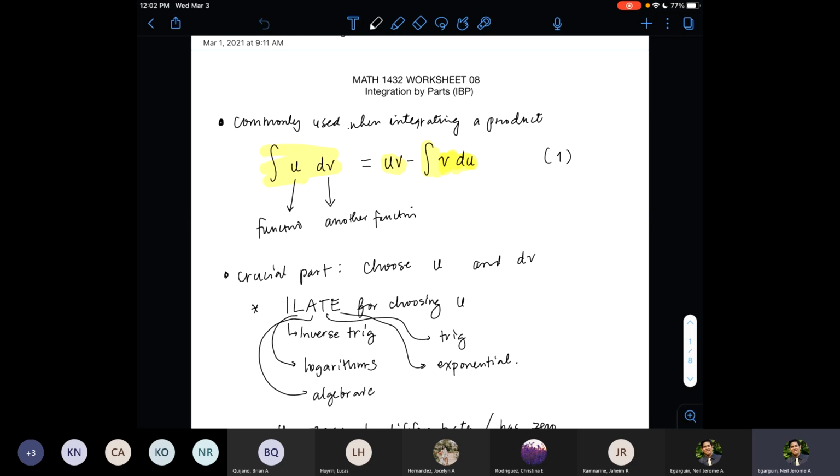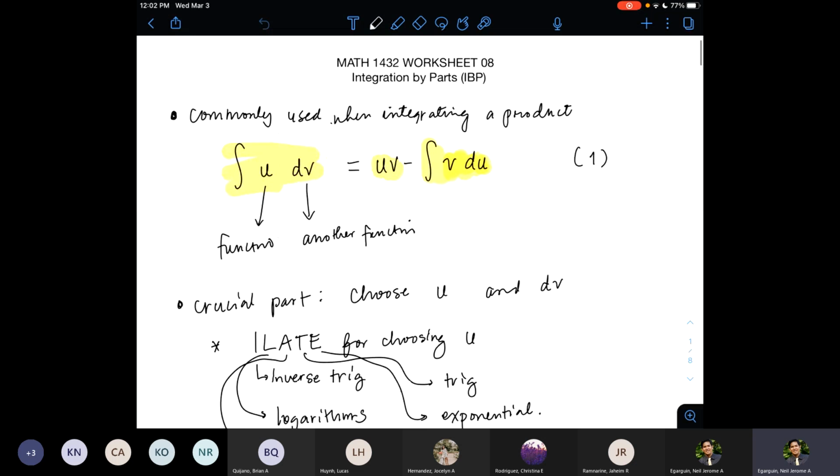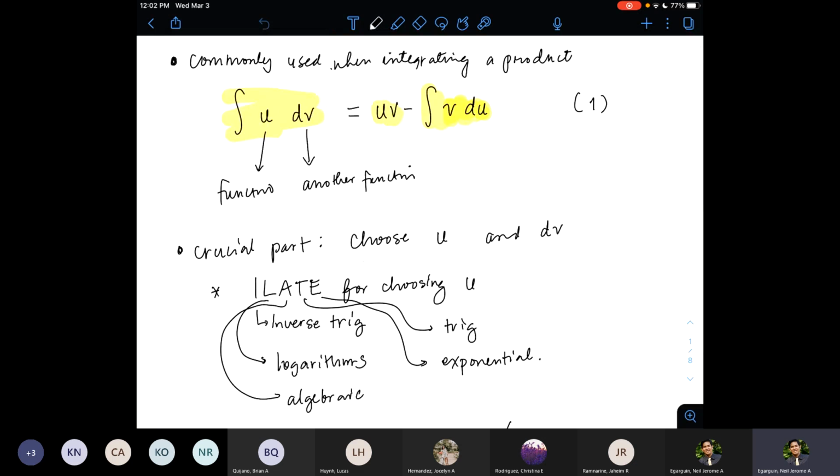So this method actually boils down to choosing the u and the dv properly. As a general rule, you choose u to be the function that can easily be differentiated, and dv is the function that can easily be integrated. Because remember, we will need du and v for formula number 1. So you should be able to compute those things easily, right?